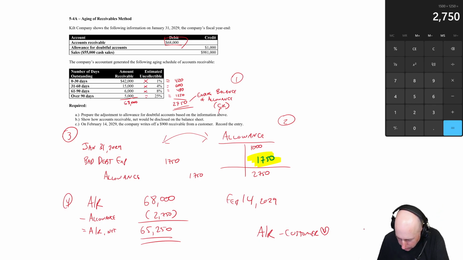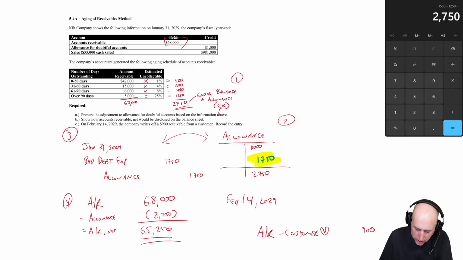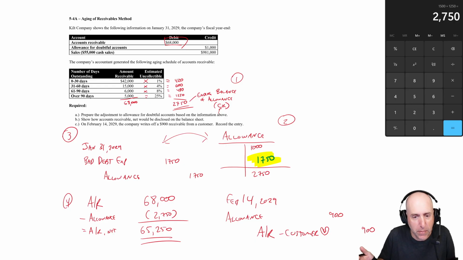Anyway, credit AR customer, $900. Debit the allowance for doubtful accounts. That's the reason we allow for it, right? We're saying, I'm allowing for the fact that some of my customers aren't going to pay. Well, now somebody didn't pay. I'm using up my allowance.